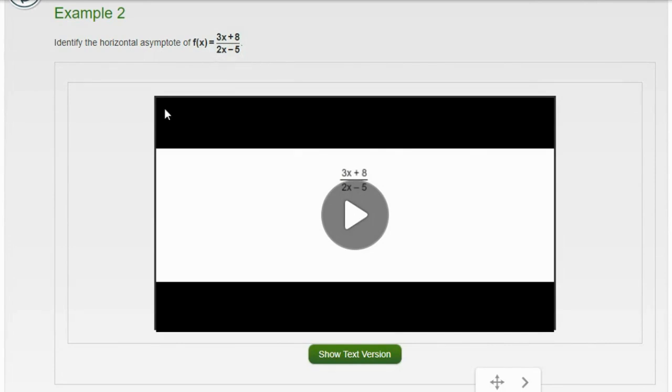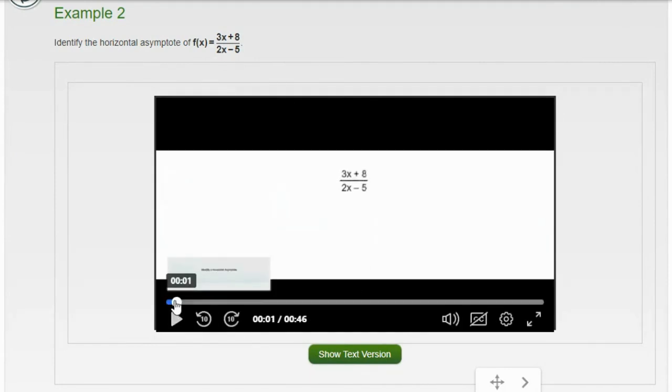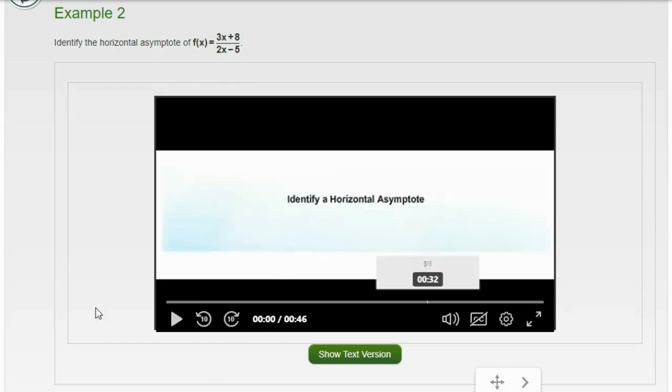And it's going to do this in a video form for us. Make sure we can hear that. You look at that, see if you already know what it is before they show you. 3x plus 8 over 2x minus 5. See how long this is. 46 seconds. All right.